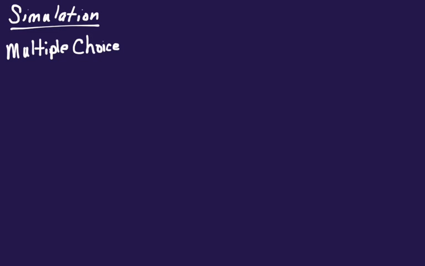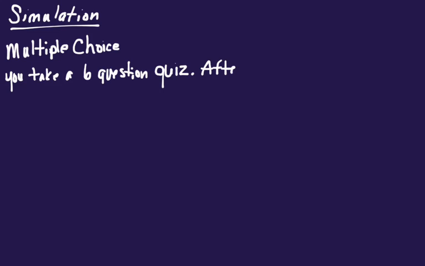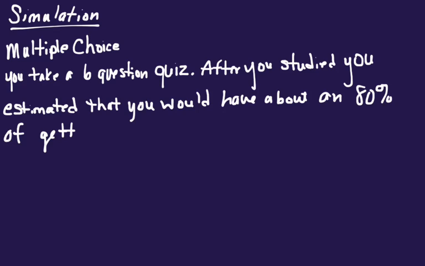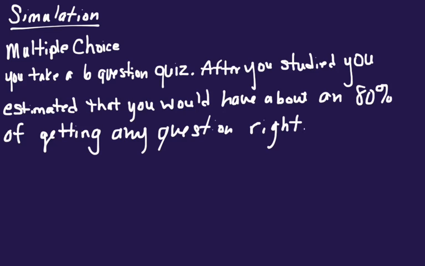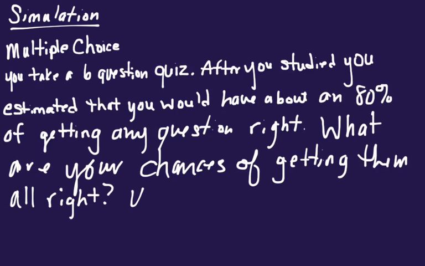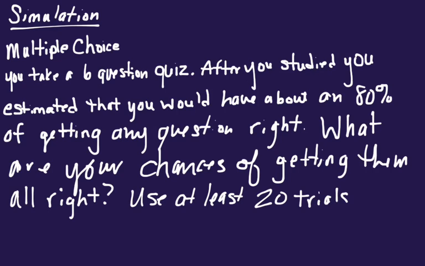All right, I want to work through another simulation example with you before I give you the assignment, and let you try a few by yourself. The example we're going to look at is taking a multiple choice quiz. The scenario is that you have a 6-question quiz, and after you've studied, you estimate that you have about an 80% chance of getting any question right. The question is, what are your chances of getting them all right?